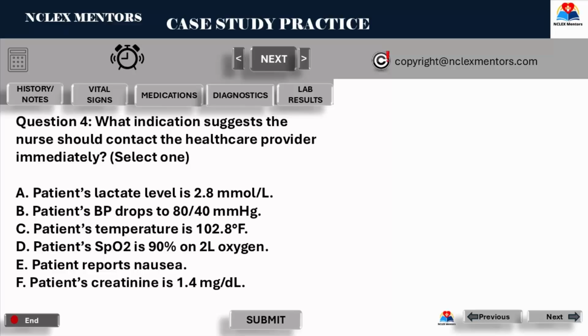The fourth option is patient's SpO2 is 90% on 2 L oxygen. The fifth option is patient reports nausea. The sixth option is patient's creatinine is 1.4 milligrams per dL. Take a moment.